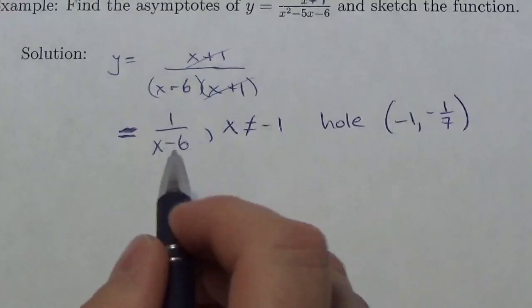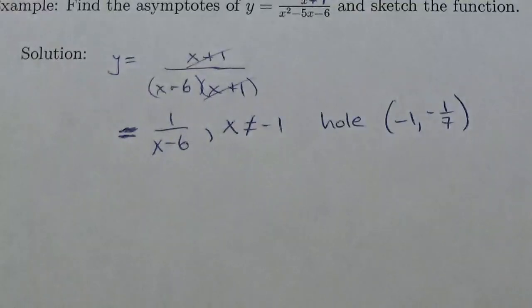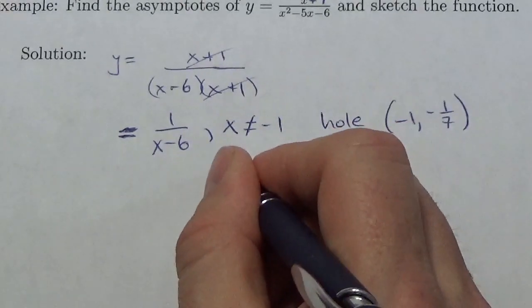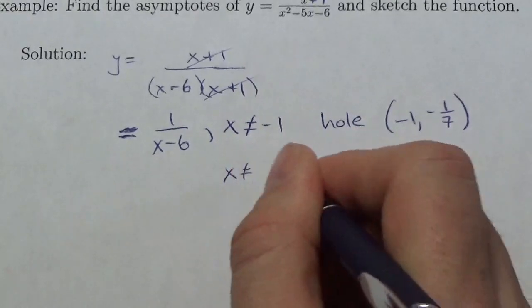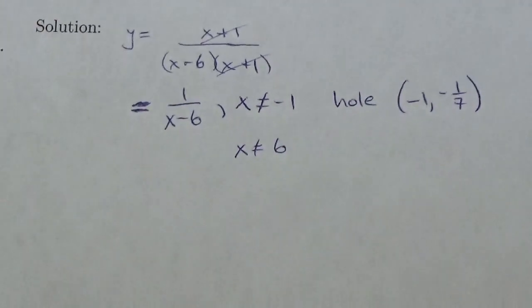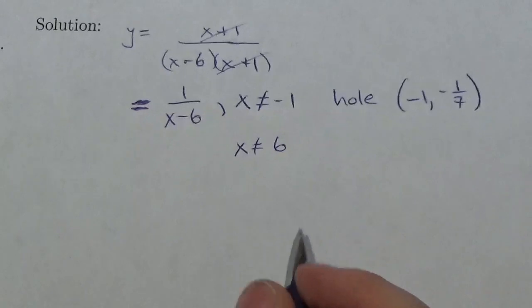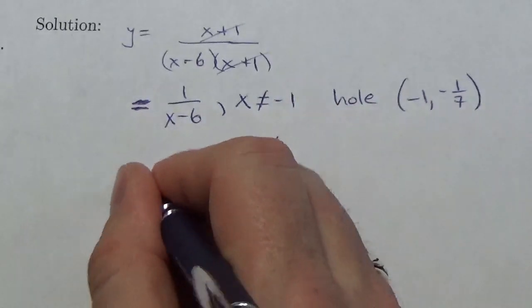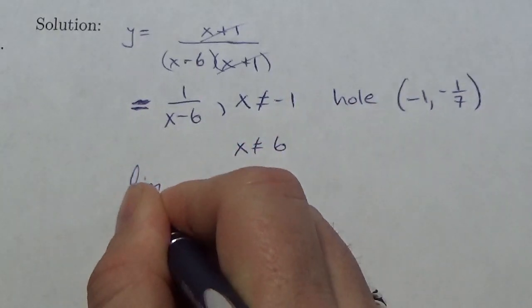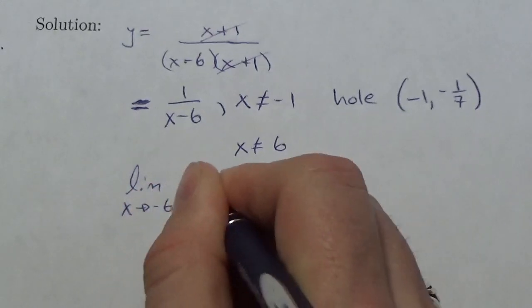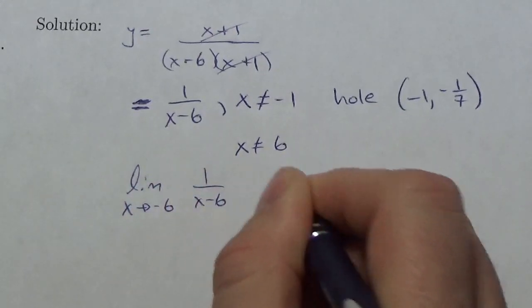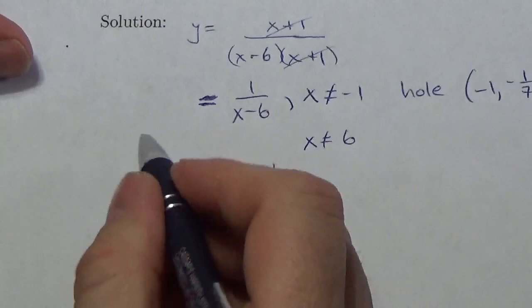Now, here, the essential discontinuity, okay, the essential one is going to be x cannot equal positive 6. That's the one I'm stuck with, and that's my vertical asymptote. Now let's take a look at what happens with it. If I approach 6 from the left of 1 over x minus 6, now let's think about what's going on in our number line here.